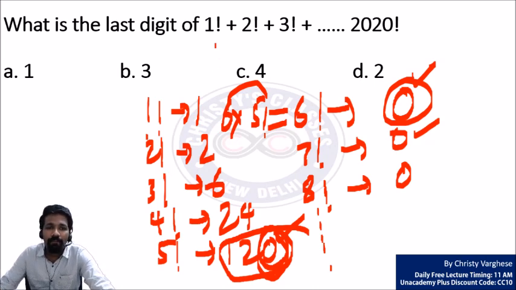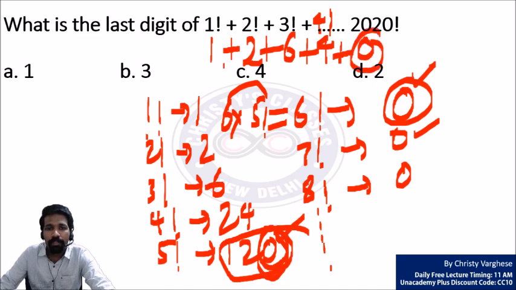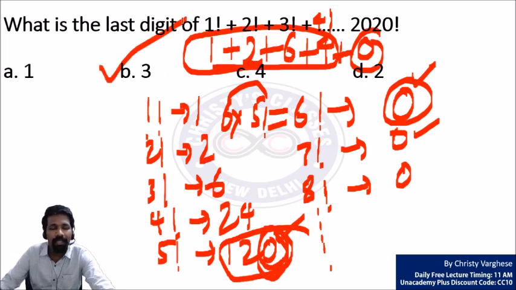That is why 1 factorial last digit 1, 2 factorial last digit 2, 3 factorial last digit 6, 4 factorial is 24, last digit 4. Plus all the remaining are 0. That is why only these 4 are supposed to be added. 1 plus 2, 3 plus 6, 9 plus 4, 13. 13's last digit 3, option B is the answer.